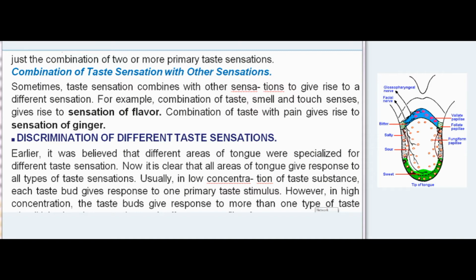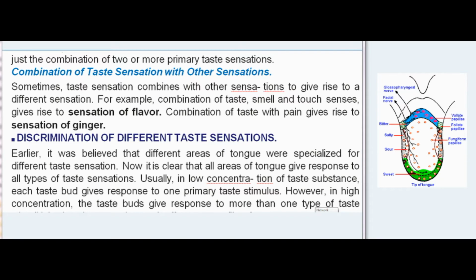Combination of taste sensation with other sensations. Sometimes, taste sensation combines with other sensations to give rise to a different sensation. For example, combination of taste, smell, and touch senses gives rise to sensation of flavor. Combination of taste with pain gives rise to sensation of ginger.